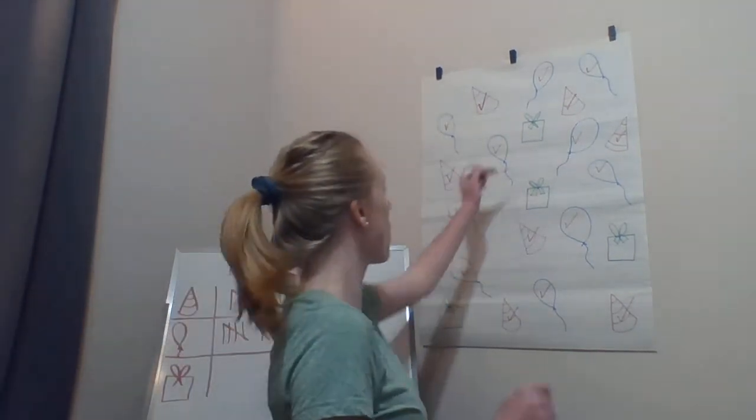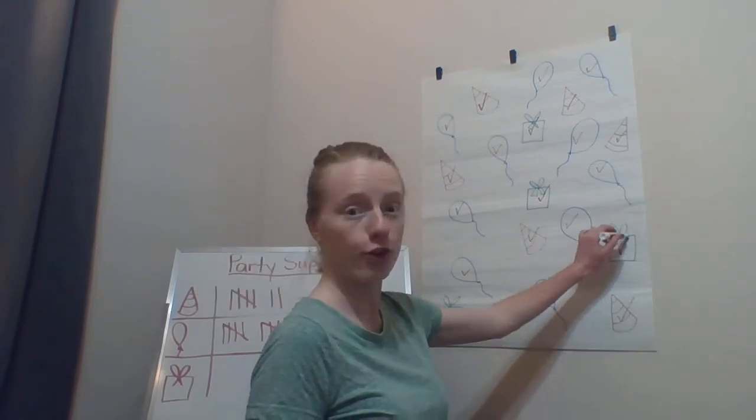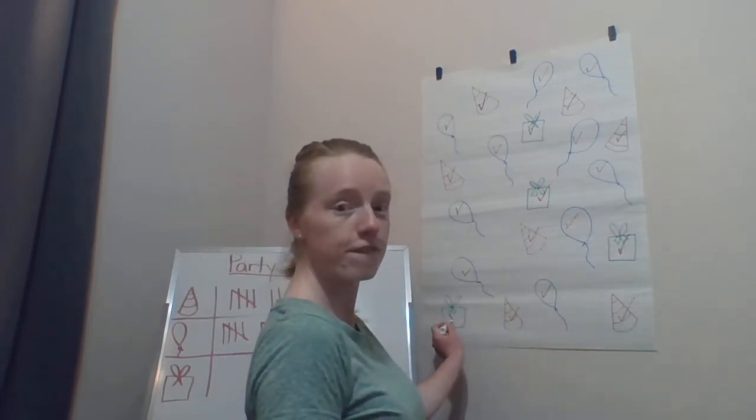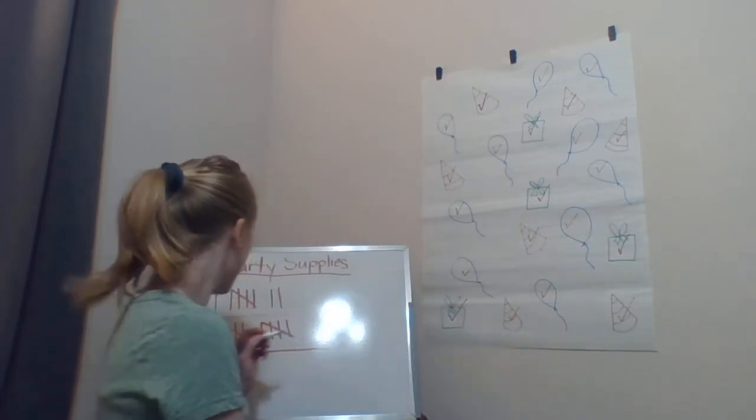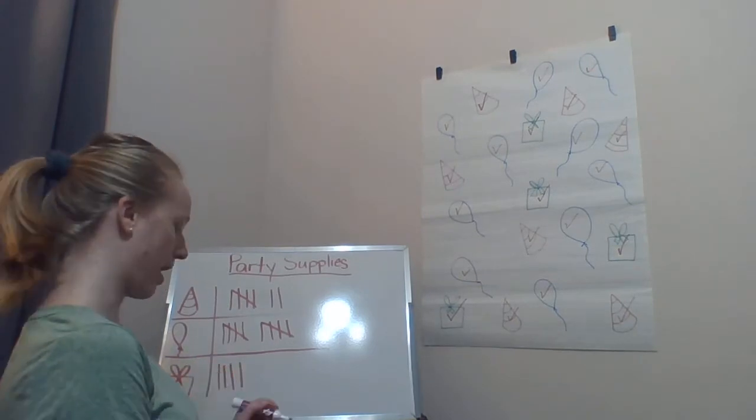Okay, what is the last group? Presents. Here we go. 1, 2, 3, 4. That one was hiding back there. 4 presents. 1, 2, 3, 4. Okay?